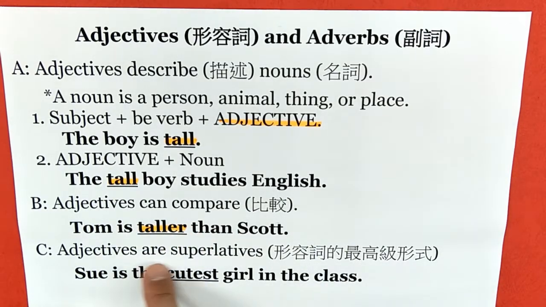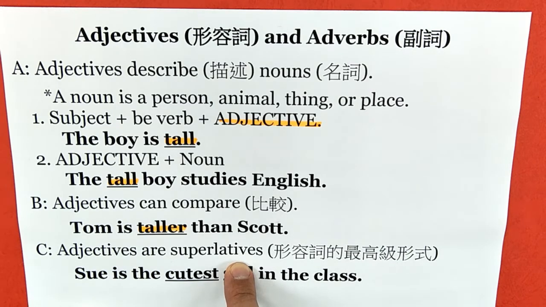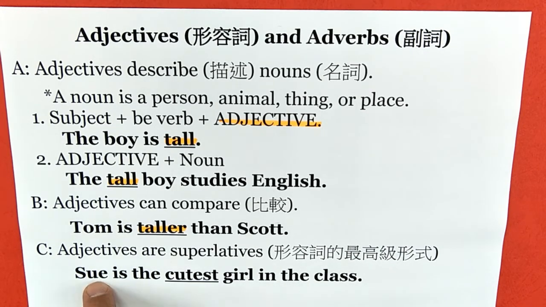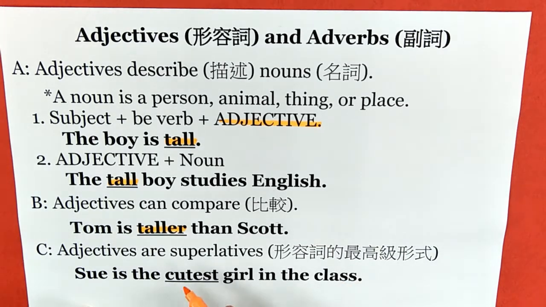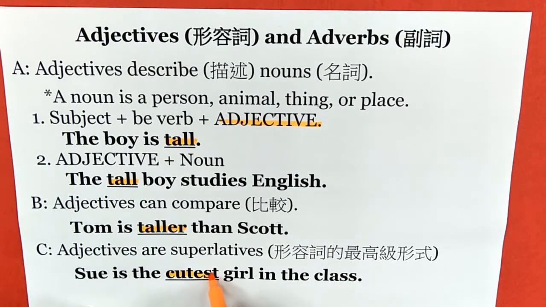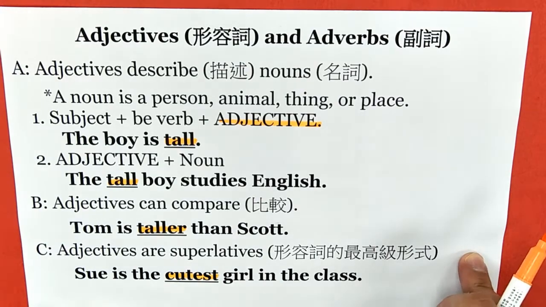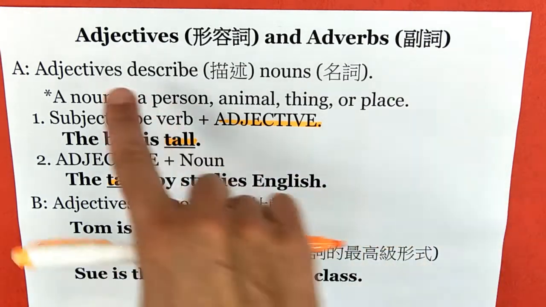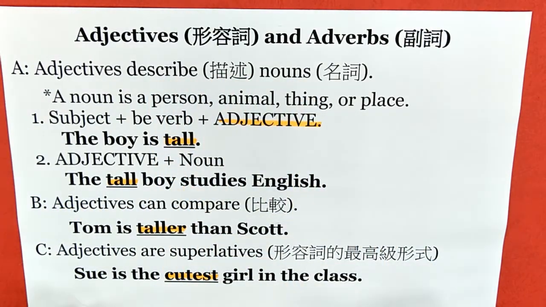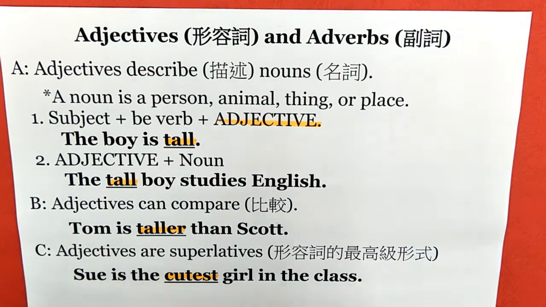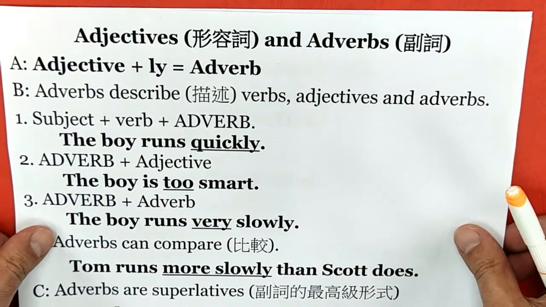C. Adjectives are superlatives. For example, Sue is the cutest girl in the class. Cutest is a superlative. Those are adjectives. Very easy to remember. Adjectives describe nouns. Very easy. What about adverbs? They're different. All right.